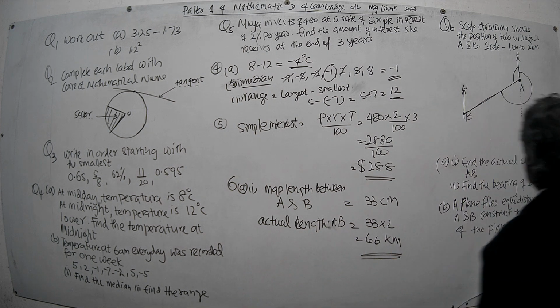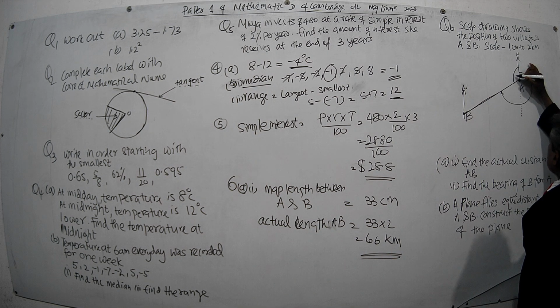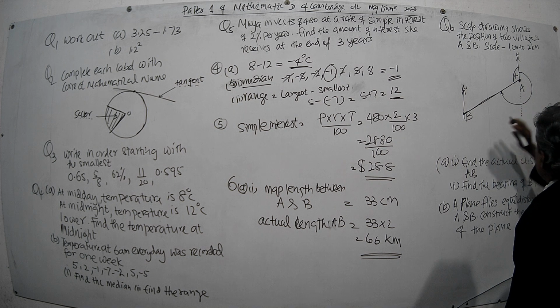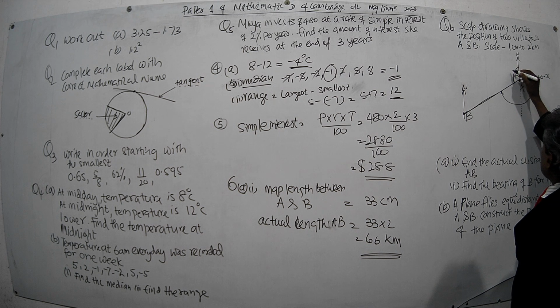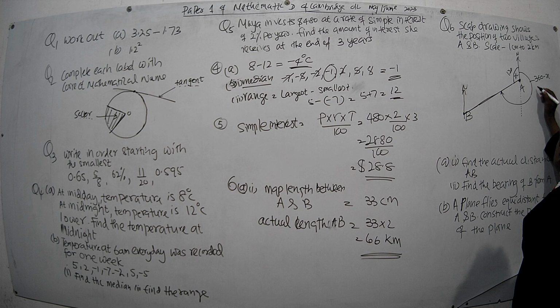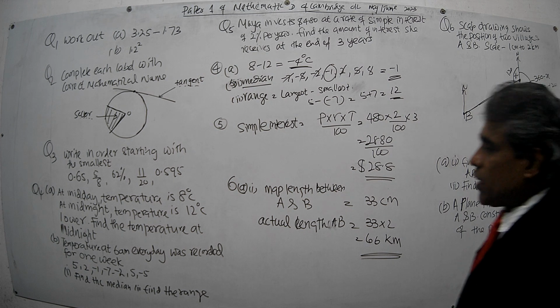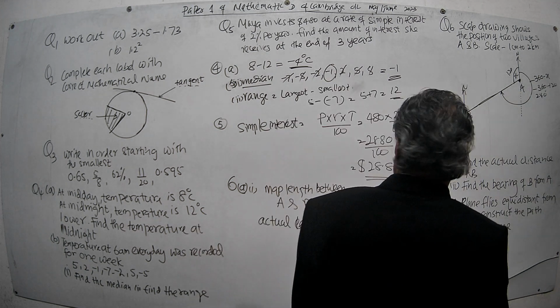Let's say this angle is x, then your bearing will be 360 minus x. For example, let's say this angle is 120, then this angle will be 360 minus 120, which is 240.